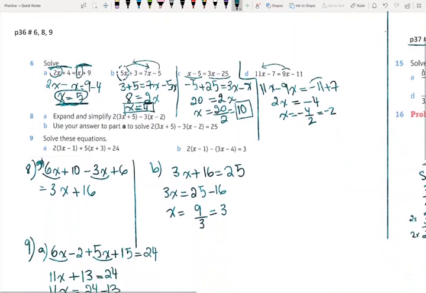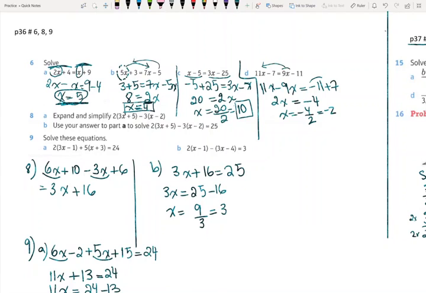Number 8, I'm going to do 8 here. In number 8, we have to expand first. So expanding means you have to multiply the number which is outside the bracket with everything that's inside. So here we would have 6x plus 10. And here be careful, there's a minus 3 outside, so we multiply with minus 3 the terms inside. So it's minus 3x plus 6. Collecting like terms, we're going to have 3x and we add plus 10 and plus 6, so it's plus 16.